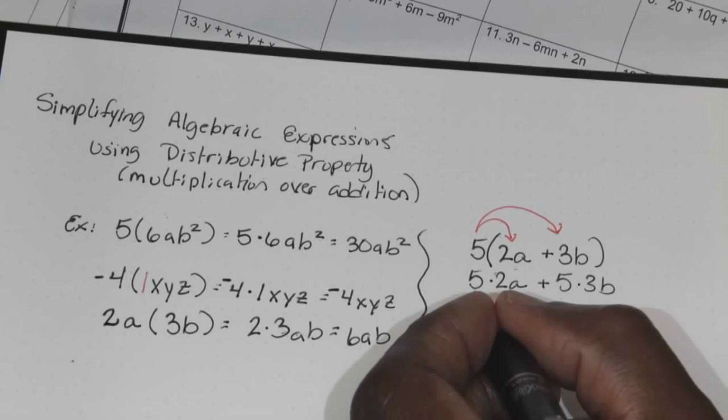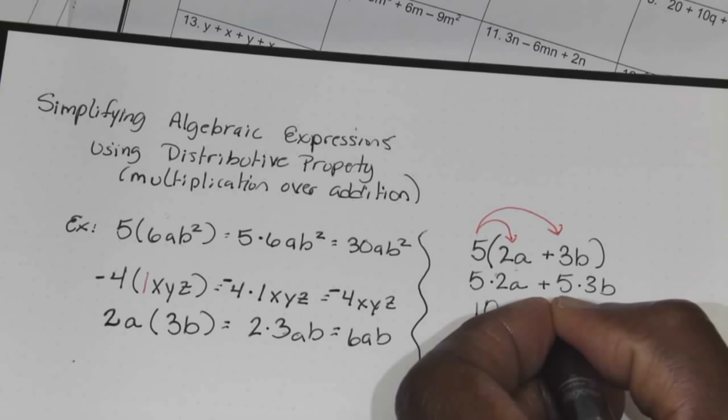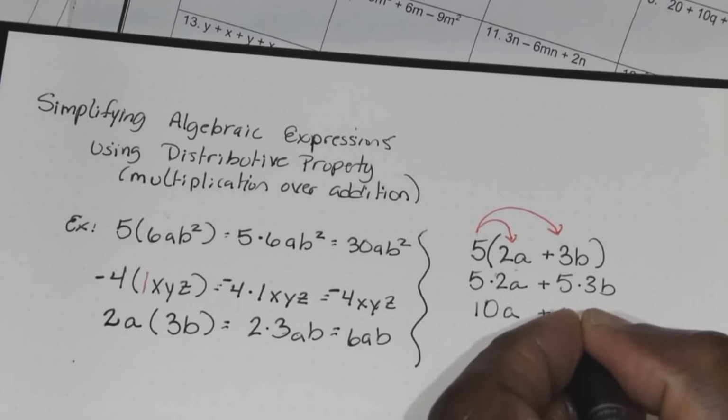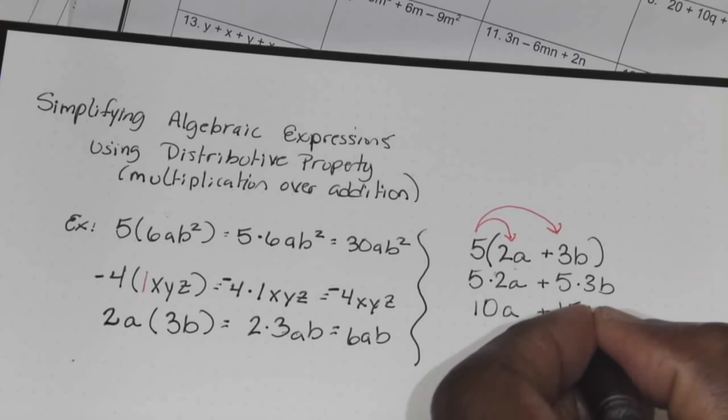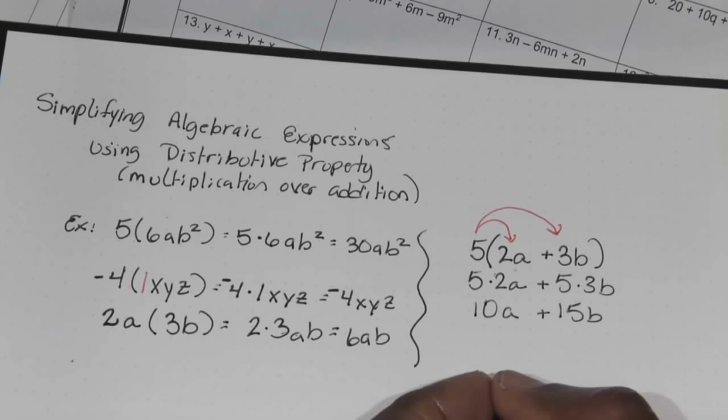And you end up with 10a plus 15b. And you can't put that together. That's the distributive property. That's what we're working on. We put it all together. That's why I had to start you off with that. All right. Let's do it again.